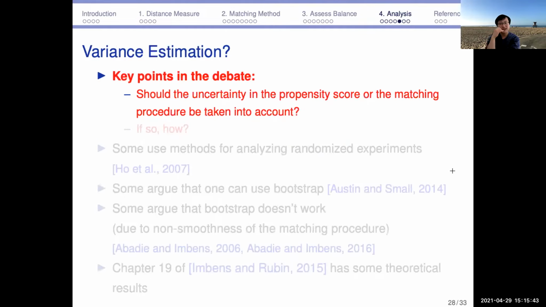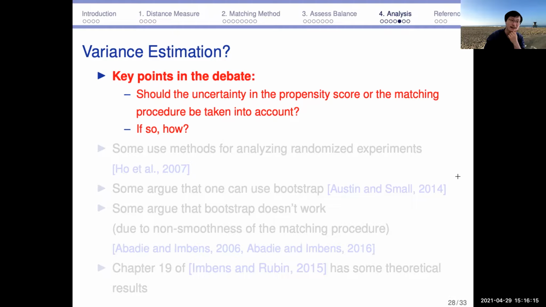So that's for that. And the second debate is how to do variance estimation. The key point in the debate is, first, should the uncertainty in the propensity score or the matching procedure be taken into account? And the second question is, if yes, how?